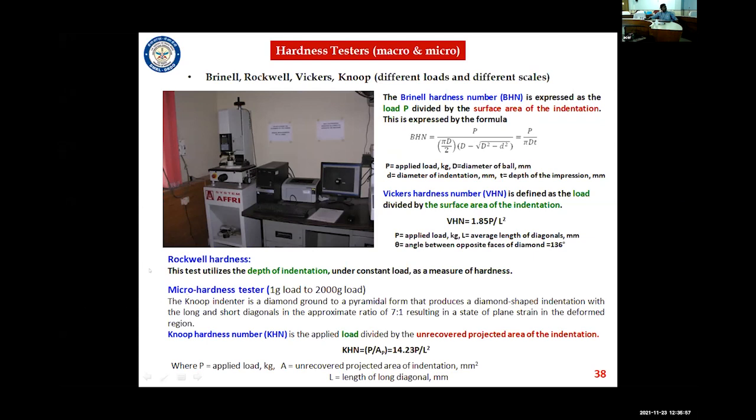The Rockwell hardness test utilizes the depth of indentation under constant load, which gives the hardness. These are all macro hardness tests, which give the bulk hardness. For micro hardness tests we have Vickers and Knoop hardness testers, where we use the load in terms of grams. These micro hardness tests are useful to find out the hardness of individual grains, or the hardness of a coating or plated material. Suppose any carburizing is there, that also we can measure using the micro hardness testers.